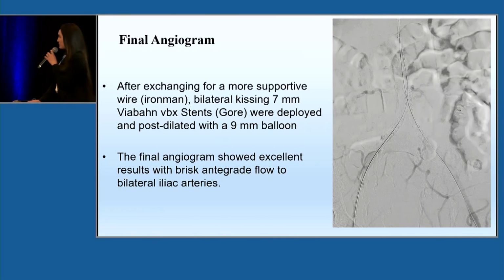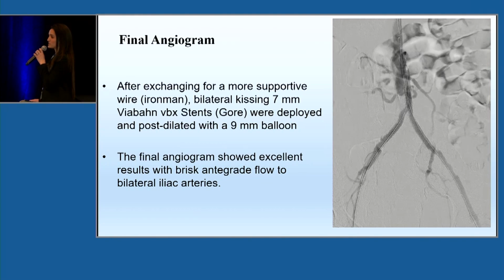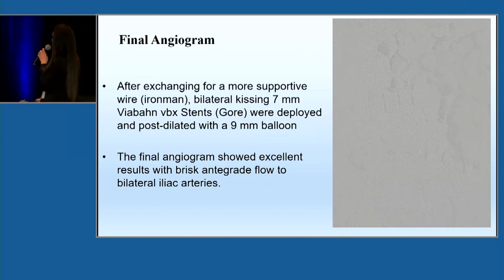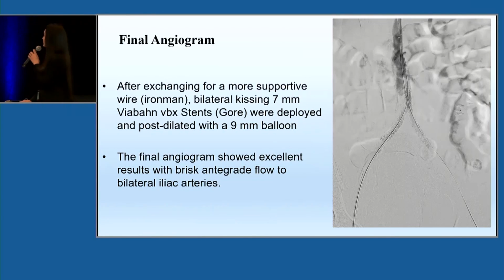At the end, we performed bilateral kissing stents with Viabahn 7mm stents. They were post-dilated with a 9mm balloon. You can see the final angiogram. There is good flow through the aorta, and the stents are well expanded.